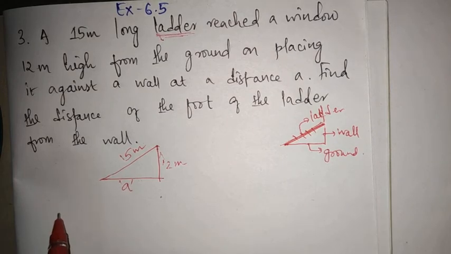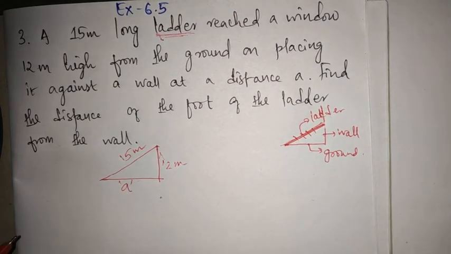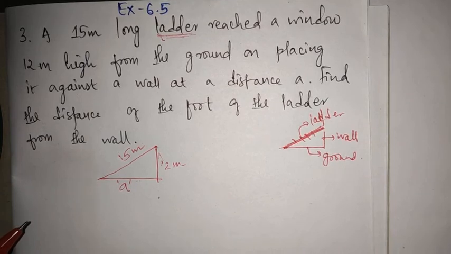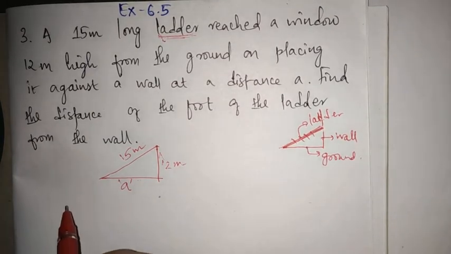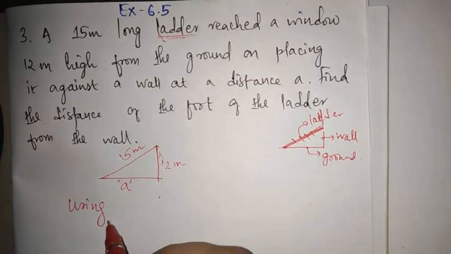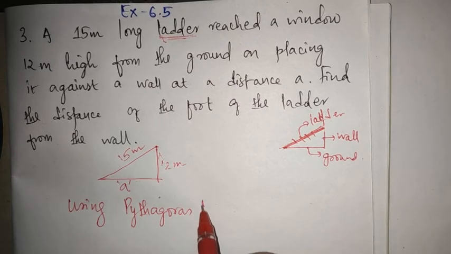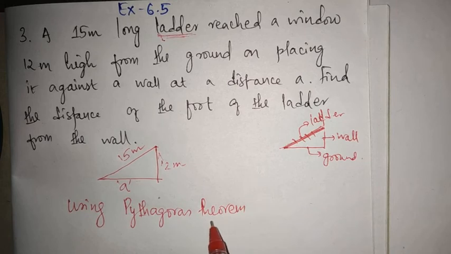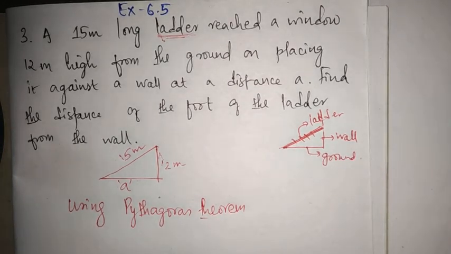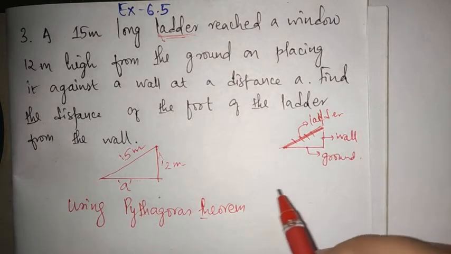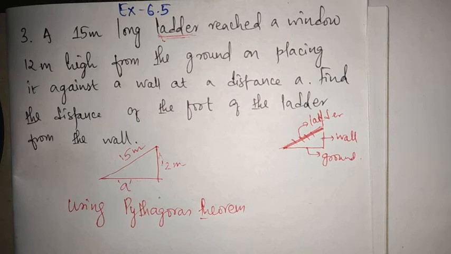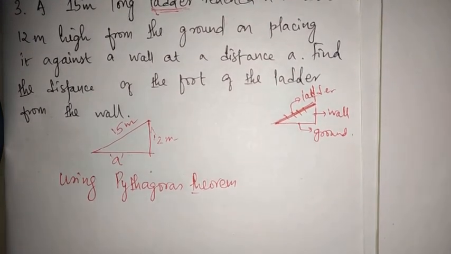So you all know that in our previous class I gave you one formula, that is the Pythagoras theorem. Using Pythagoras theorem we are going to solve this. Just don't make things messy; use the steps which I have told you. First of all, clear it here: what is your hypotenuse, what is your height, and what is your base?